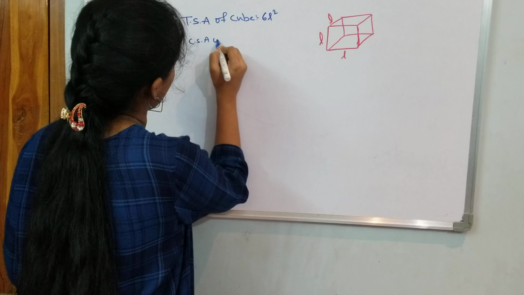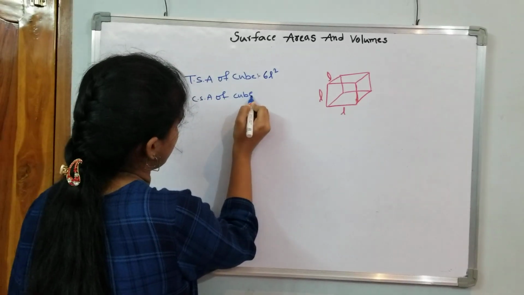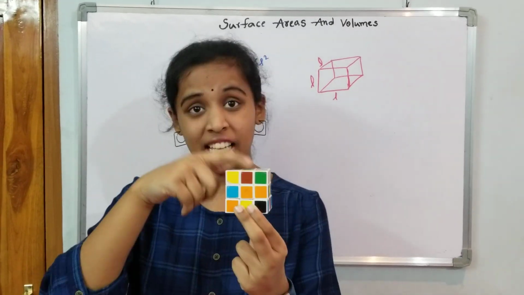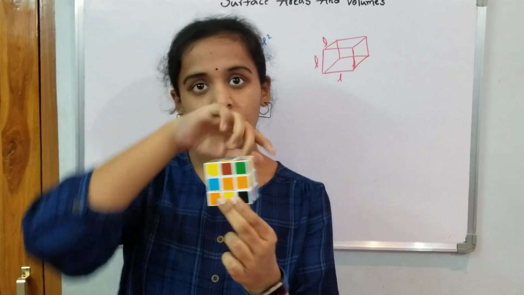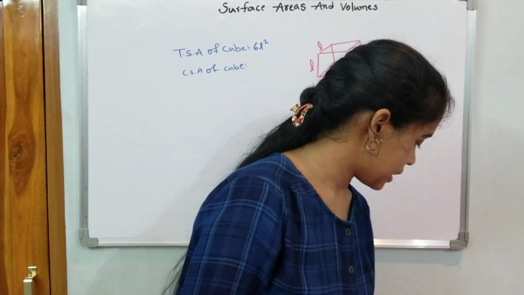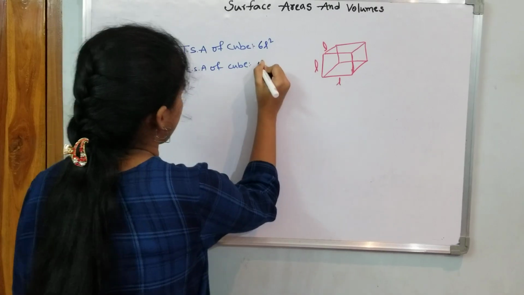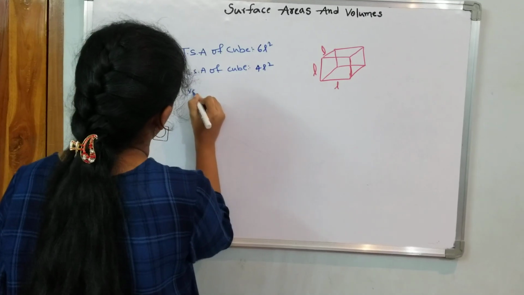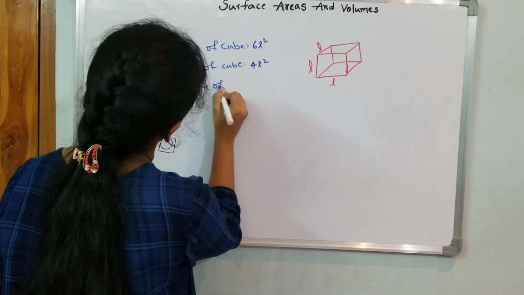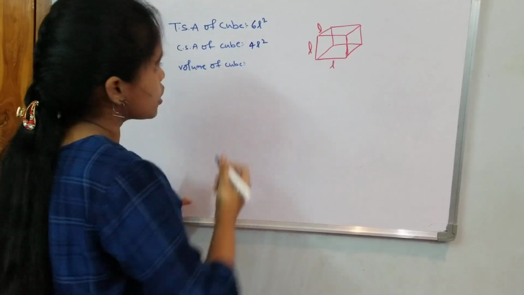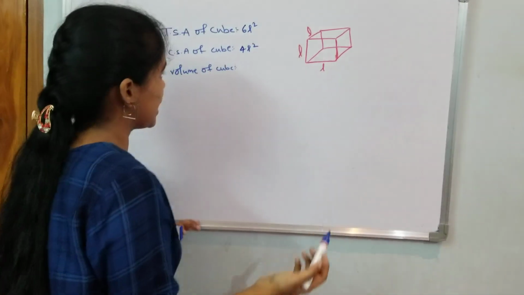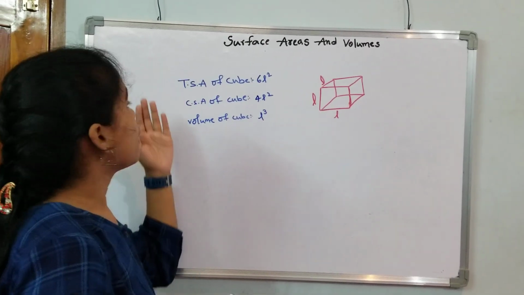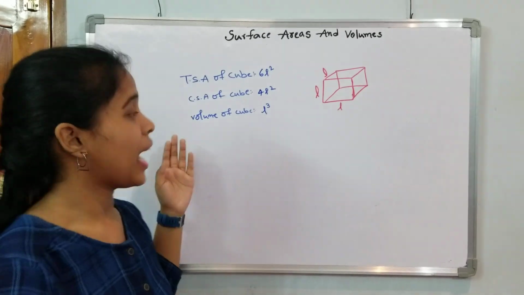Curved surface area of cube. We know the curved surface area does not have top and bottom. So it has only 4 surfaces. So it will be 4L square. So let's take the volume of cube. What is the volume of cube? It has only length, so L cube. So we have found total surface area, curved surface area and volume of cube.